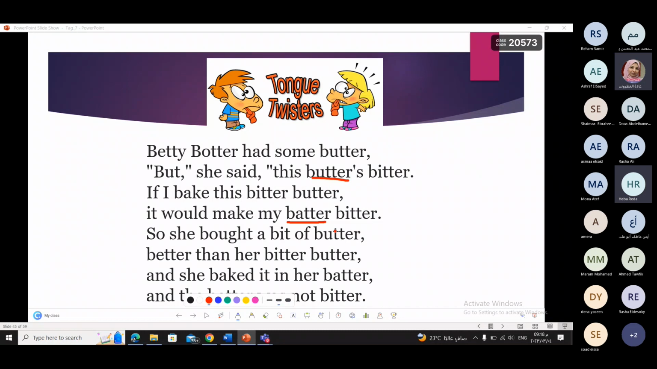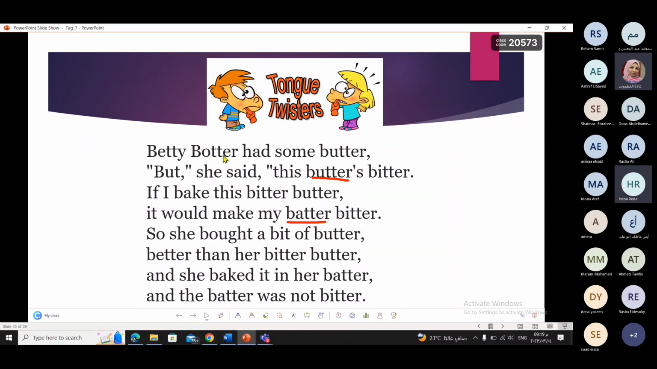Betty Butter had some butter, but she said this butter's better. If I bake this better butter, it would make my butter better. So she bought a bit of butter, better than her bitter butter, and she baked it in her batter, and the batter was not bitter. Yes, excellent, very good.